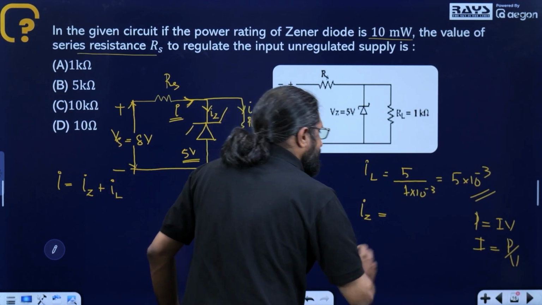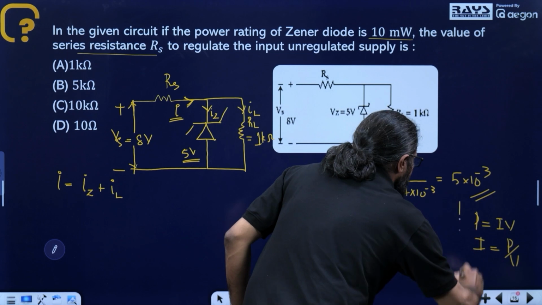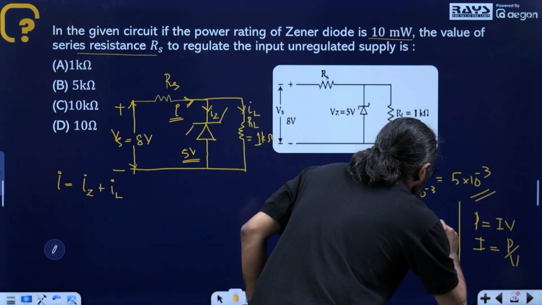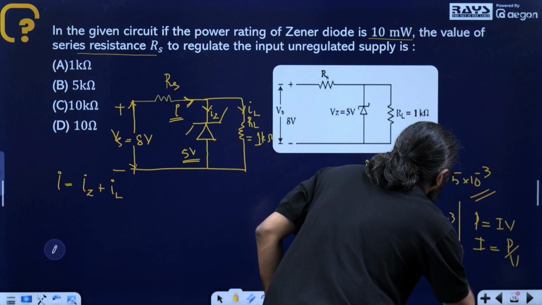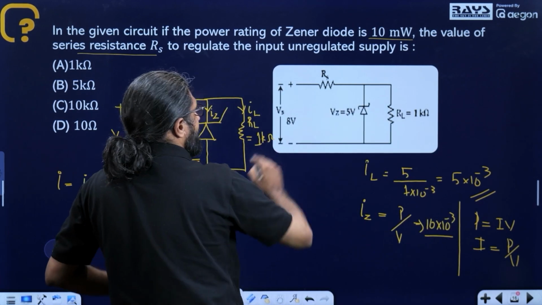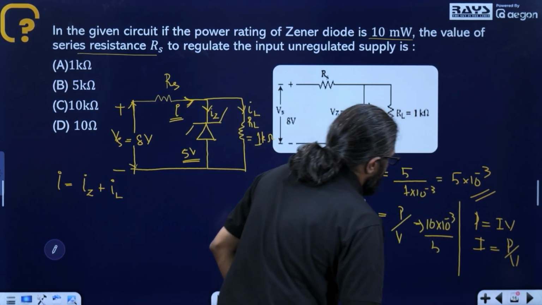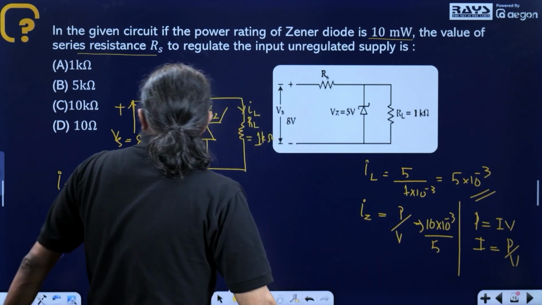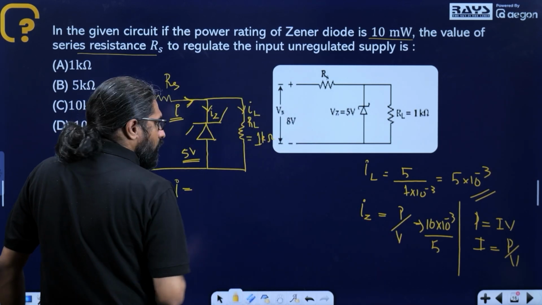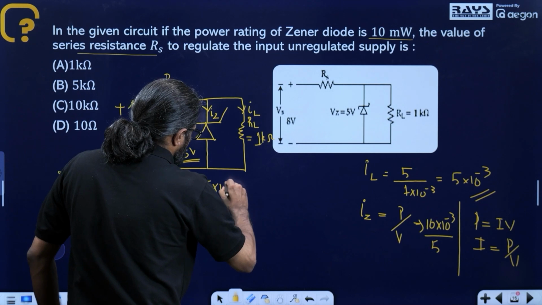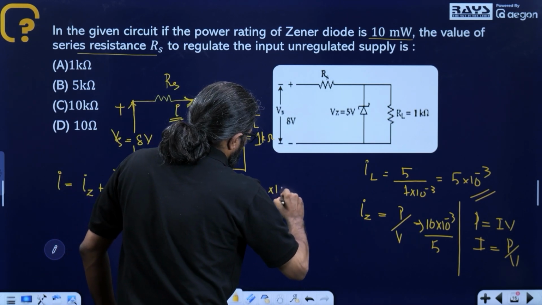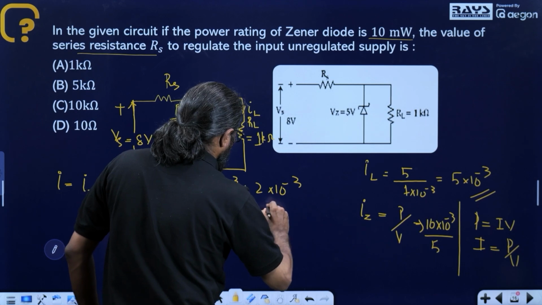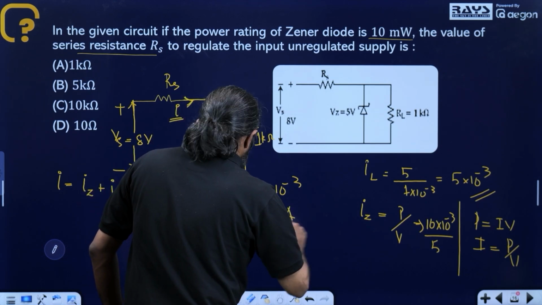So I can find IZ by doing P by V. P is given as 10 milliwatt, 10 into 10 raised to minus 3, and V is 5 volt here. That is 2 into 10 raised to minus 3 as the answer for IZ, which means I is equal to 5 into 10 raised to minus 3 plus 2 into 10 raised to minus 3. That amounts to 7 into 10 raised to minus 3 amps.